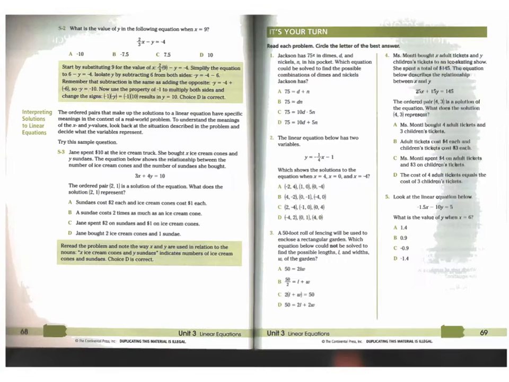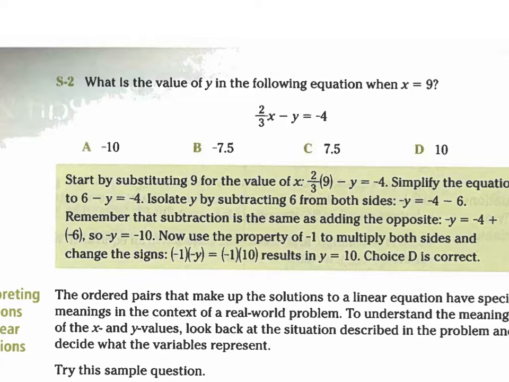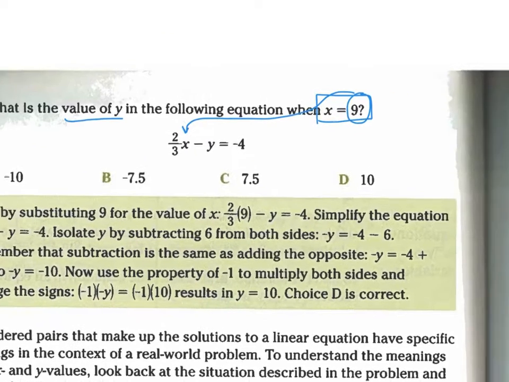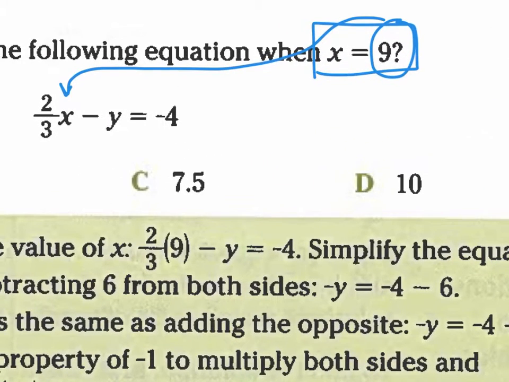Next, on the next page, let's look at example number 2. Number 2 says, what's the value of y? So we're supposed to be finding what y equals in the following equation when x equals 9. So this tells us we're substituting 9 for x. So instead of 2/3 x minus y, we have 2/3 times 9 minus y equal to negative 4. If you use your calculator and take 2/3 times 9, you get 6 minus y equals negative 4.